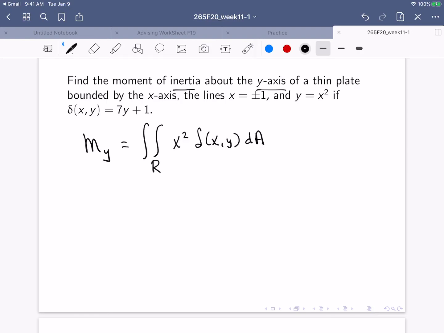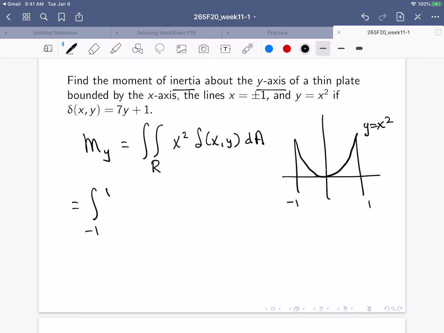Okay. So in this case, our region is bounded by the x-axis, x equals -1, x equals +1, and y equals x squared. And so therefore I can say that this is the integral from -1 to 1. Y goes from 0 to x squared of x squared times 7y plus 1. And I'm integrating first with respect to y, then with respect to x.